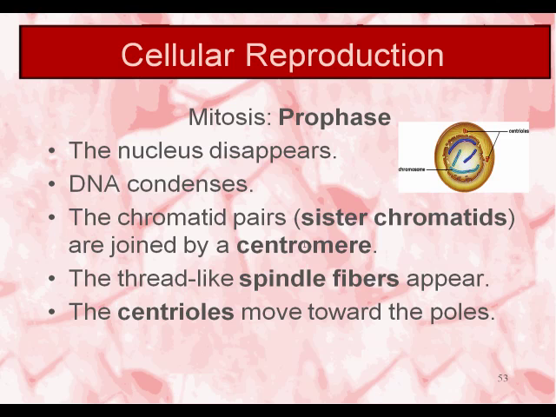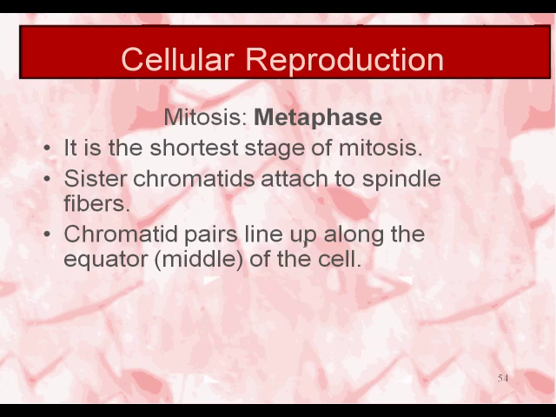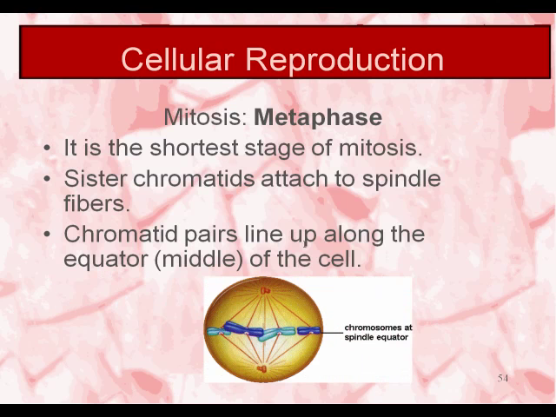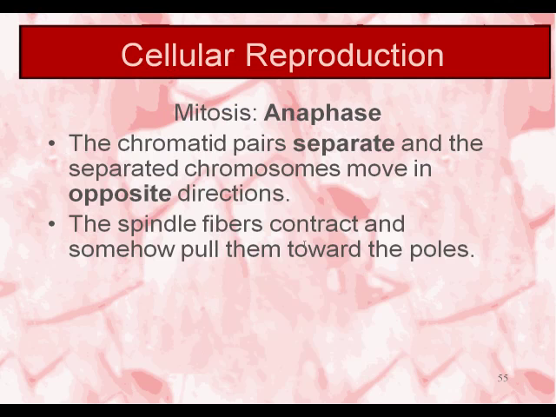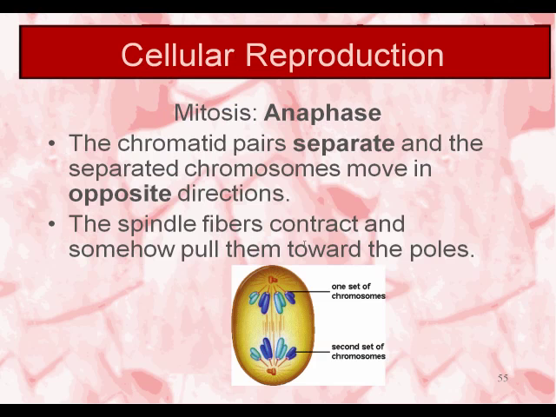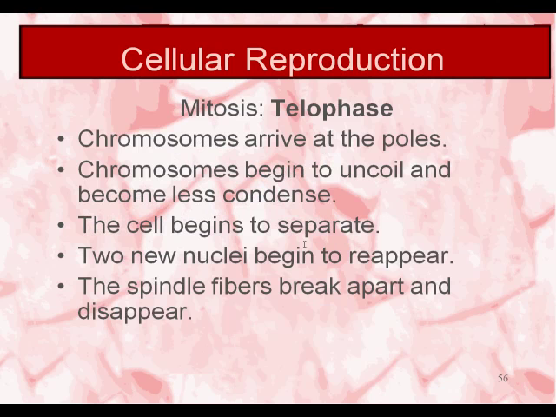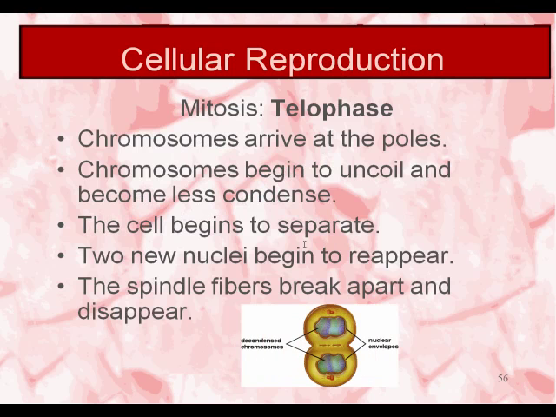In metaphase, the main thing that is going to happen, you will notice that the chromosomes will line up in the center or the middle of the cell. In anaphase, the chromosomes separate and move in opposite directions. In telophase, the chromosomes arrive at the poles. The chromosomes begin to uncoil and become less condensed. The cell begins to separate. 2 new nuclei begin to reappear. The spindle fibers break apart and disappear.